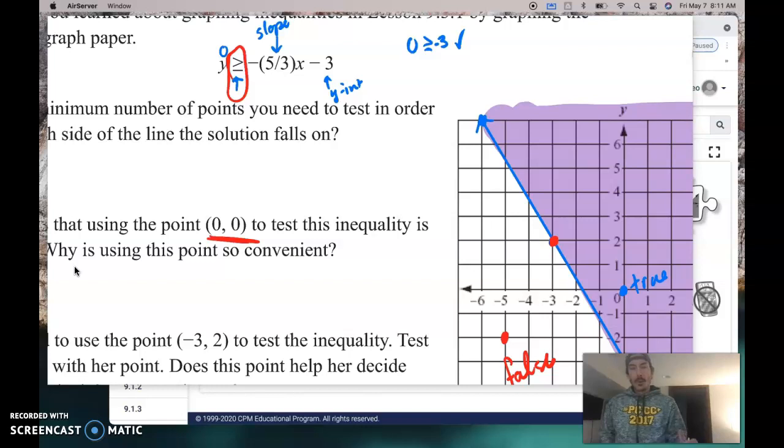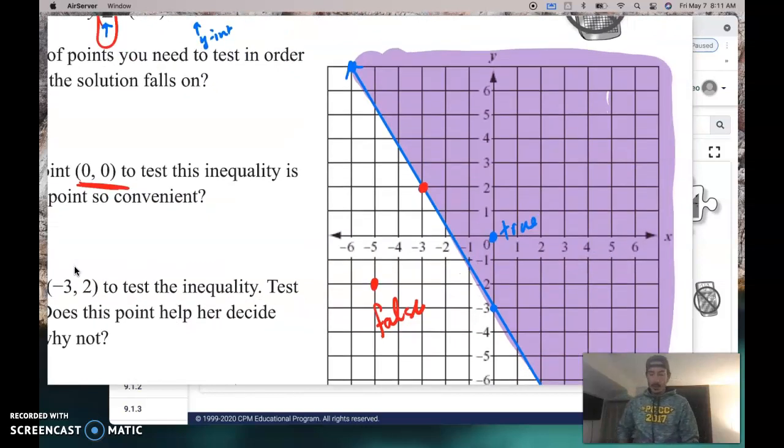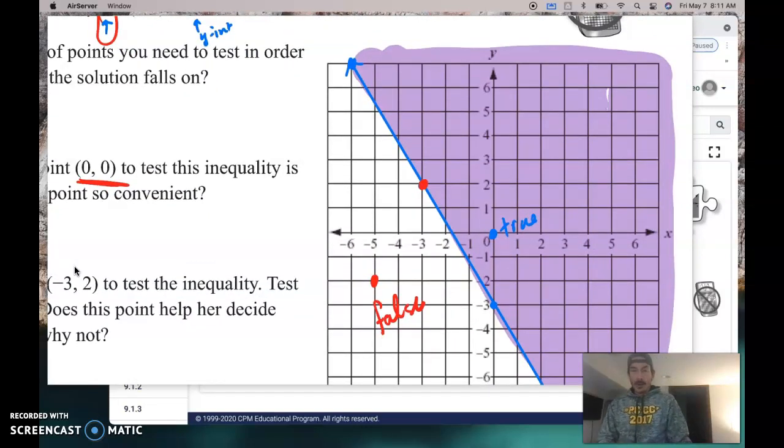If you want to use 0, 0, that's fine, but don't use 0, 0 if it's on the line. You're going to have to use something like 1, 1, and hopefully that's not on the line. Pick a point that's easy to do the math with. I generally recommend that if 0, 0 doesn't work, maybe you pick a point in the first quadrant over here, because that way we've got some pretty nice and easy math.